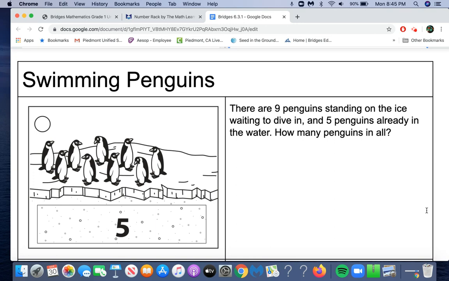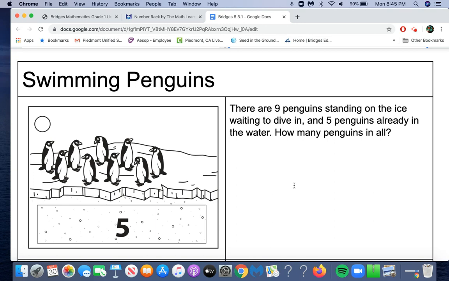There are 9 penguins standing on the ice, waiting to dive in. You can see that there are 9 penguins. You can see that these are a group of 5 and then 4 more. So there are 9 on the ice, waiting to dive in. And 5 penguins already in the water. How many penguins in all?